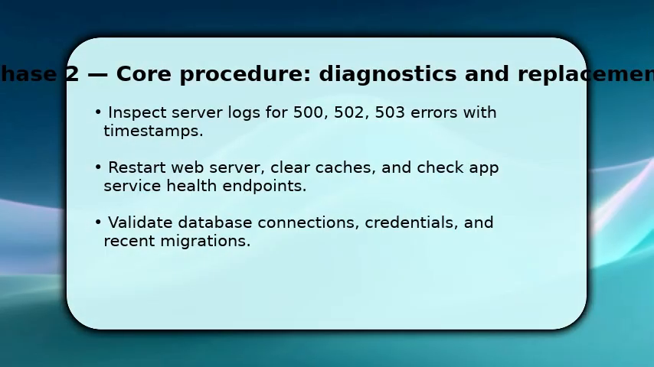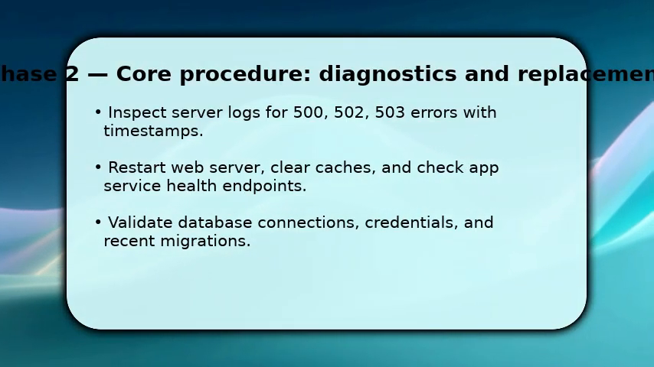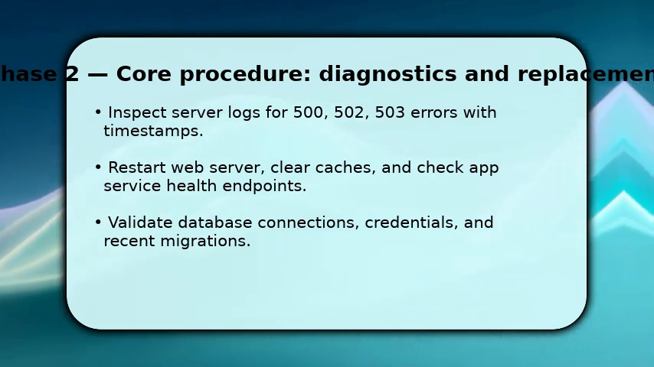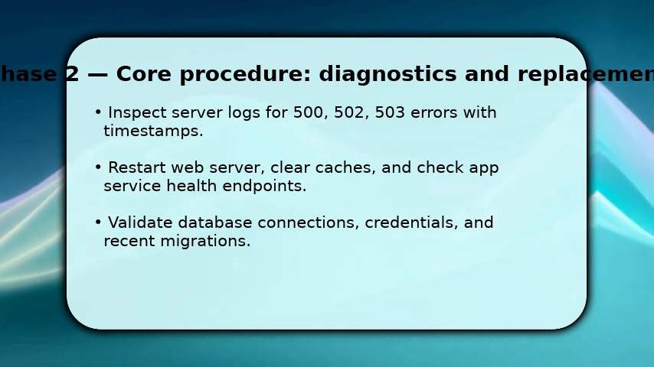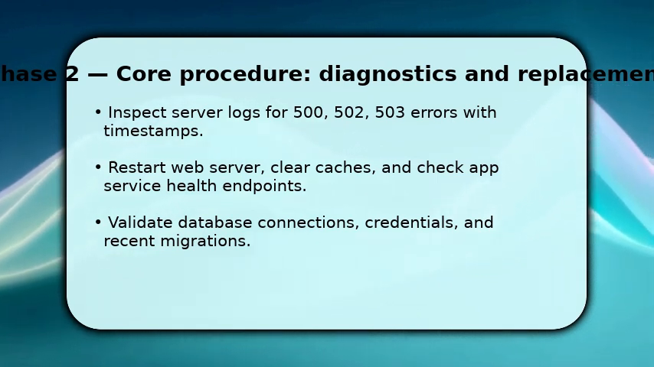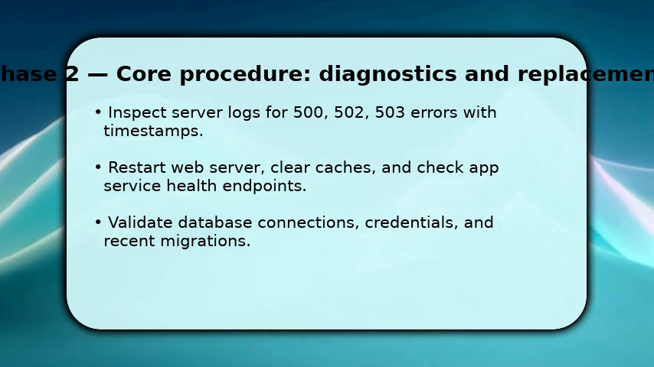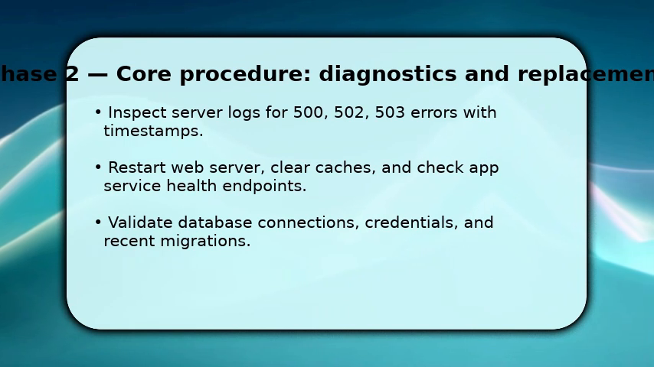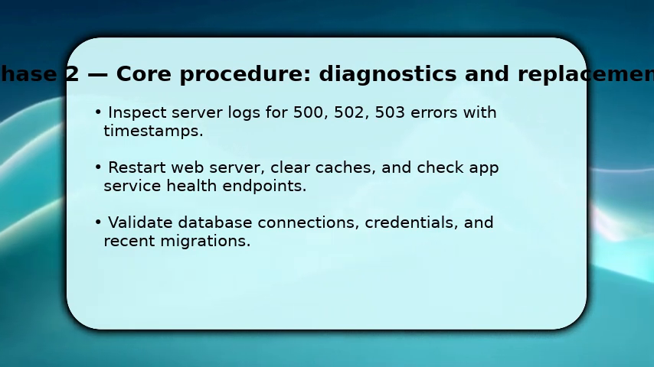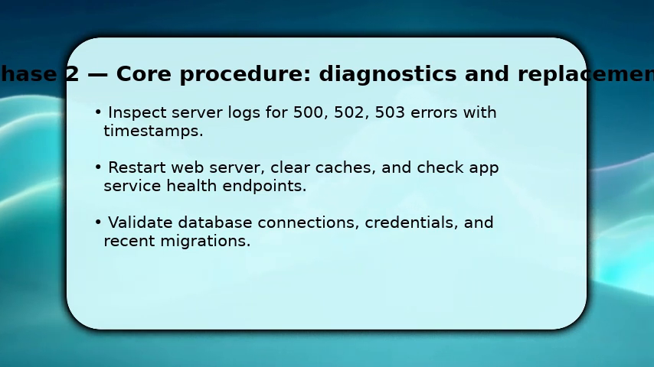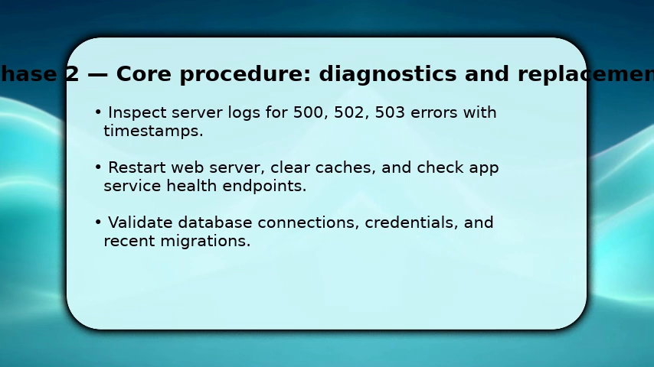Now you dig into the middle layer, the server and application. Tail the server and application logs while you reproduce the error. Watch for stack traces, memory errors, or timeouts. Restart the web server and app service to eliminate stale processes and clear any caching layers so configuration changes take effect. Check your database connection string, run a quick query, and confirm migrations applied. Once the app responds locally, test through the load balancer or proxy to ensure routing works.